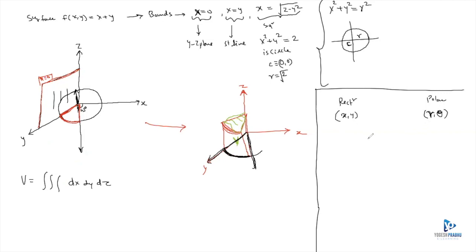The conversion is x equals r cos theta. That's the relation between the two. Y equals r sin theta. And dx dy equals r dr d theta. I think this will come to a rescue right now. So I'll tell you why. When I say theta, theta is always the angle with the x-axis. Tell me, what is theta here?